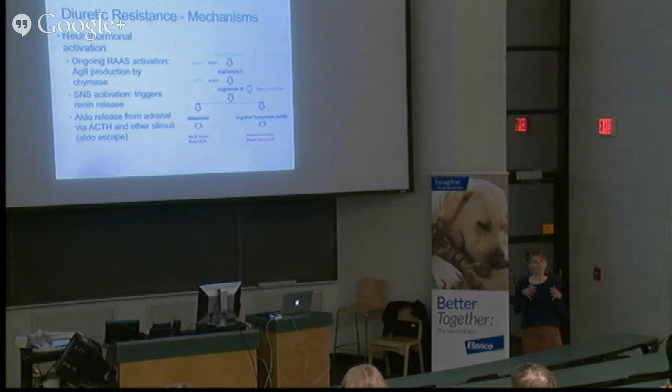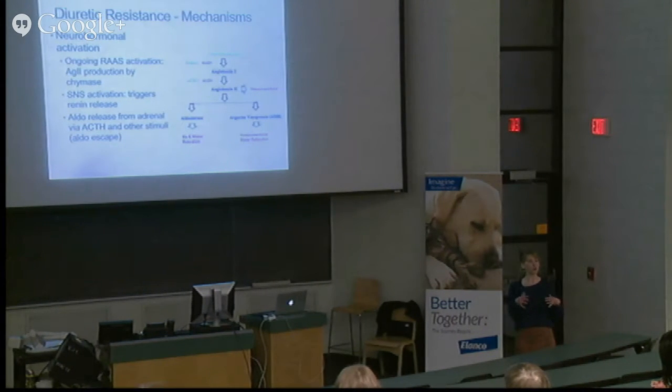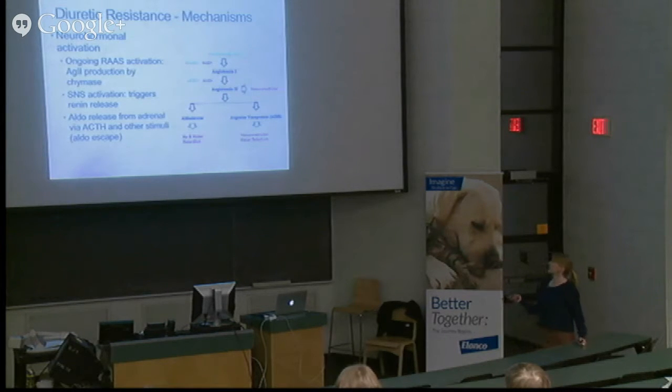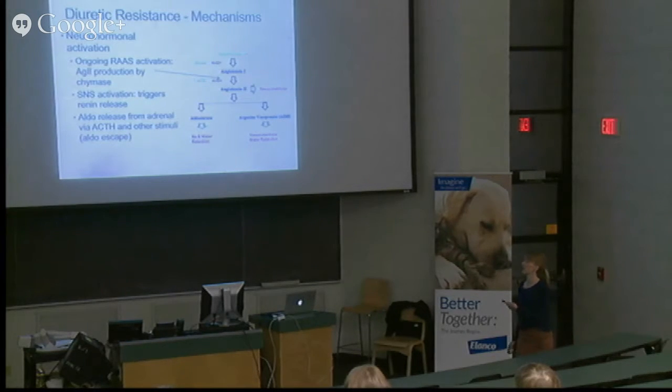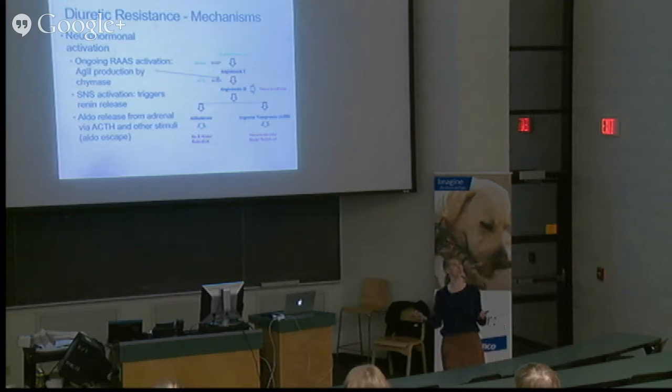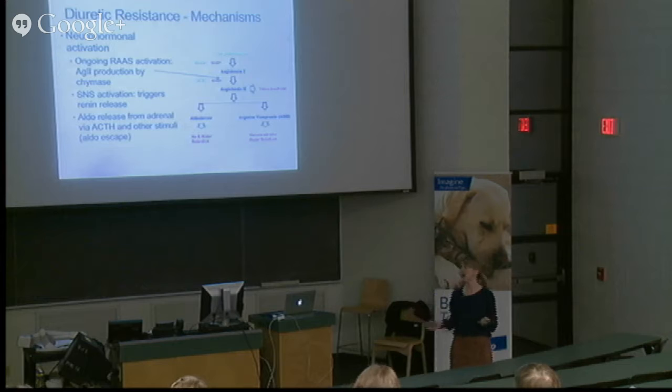Well, one of the pieces of the puzzle is ongoing neurohormonal activation in a variety of ways. So we know that with the renin-angiotensin aldosterone system, it's usually the ACE enzyme that is responsible for conversion of angiotensin 1 to 2. However, and particularly in the dog, there are other enzymes that are involved in the conversion of Ang 1 to Ang 2, specifically the chymase enzyme. So there are pathways outside of or in addition to the ACE pathway for production of angiotensin 2. So we are going to have that upregulated.